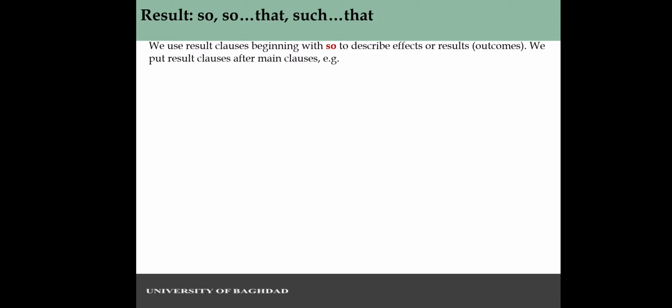So we have these conjunctions, so that, such that. As you see, such that and so that are separated. So let's talk about them in detail. We use result clauses beginning with so to describe effects or results, let's say outcomes. Actually, we put result clauses after main clauses, as in the following sentence. It was a long trip, so I am really tired now. As a result, I am really tired. So because of having such a long trip, as a result, I am tired now.